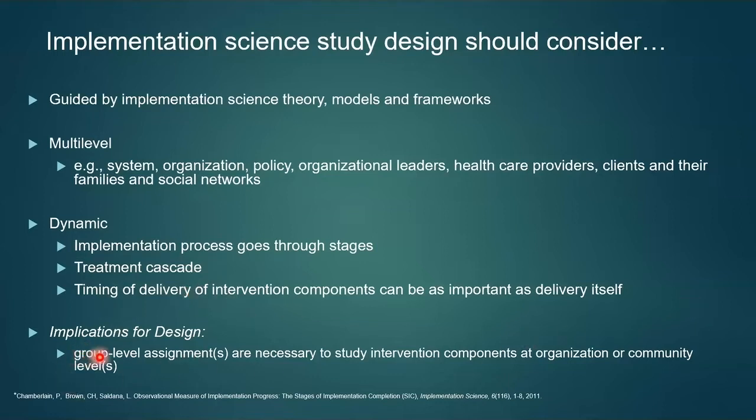Then finally, another consideration for implementation science is that when we design them, typically the intervention assignments are at the group level, not as in an RCT at the individual level. So we might be assigning intervention components at the provider level, at the district level. We might potentially be attempting to intervene at the policymaking level, at the hospital level, and at the entire healthcare system level. And those are all group level assignments in contrast to individual level treatment assignments.